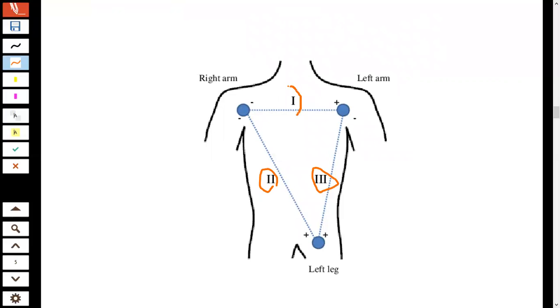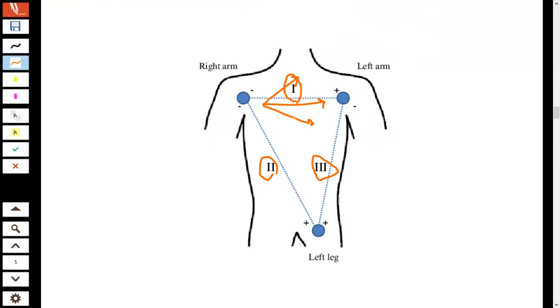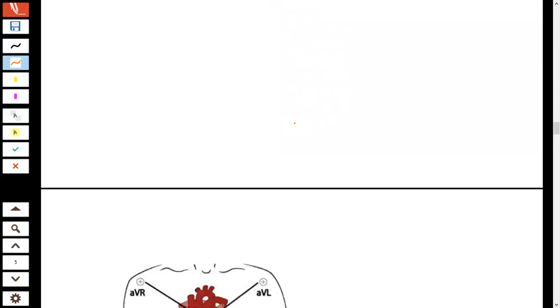If I just displaced a lead from here, like just suppose lead 1 is in this direction, and I displace the direction of the lead to here or here, it will be called left deviated or right deviated, and these deviations occur in pathologies.